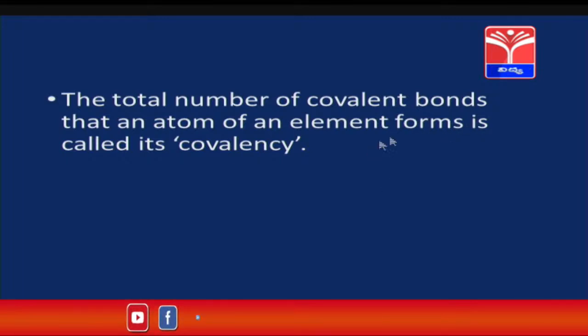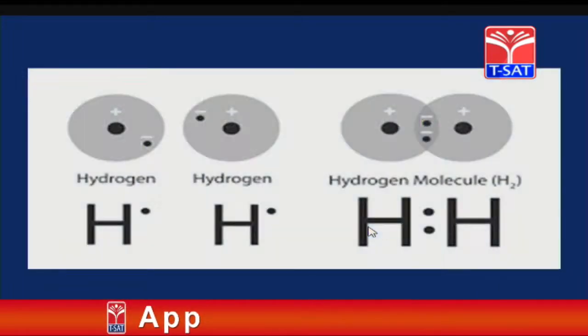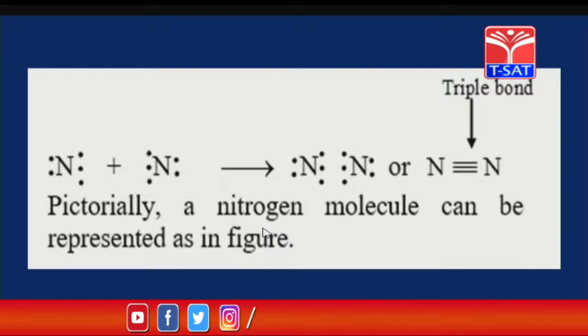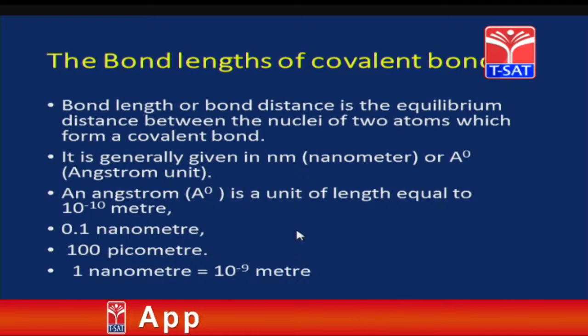So, let us see what is the covalency. Covalency is the total number of covalent bonds that an atom of an element forms. So, what is the covalency of hydrogen here? One single bond is formed between 2 hydrogen atoms, so the covalency is 1. In oxygen, double bond is formed, so the covalency is 2, and in nitrogen a triple bond is formed, so its covalency is 3. Children, let us study what is bond length.